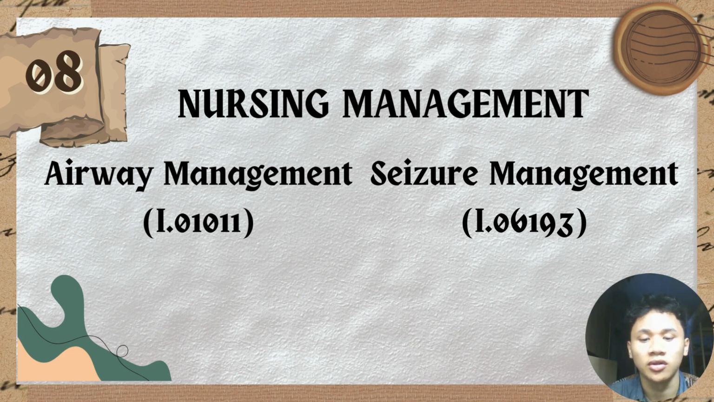Airway management is important to prevent this and keep the airway open. Then for the seizures management, the purpose is to prevent injuries. When patients have seizures, they are at risk of physical injury, such as falls, head impact, or other injuries due to uncontrolled movement. Therefore, seizures management also includes measures to protect the patient from physical injury during the attack.